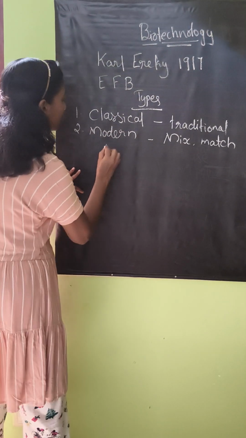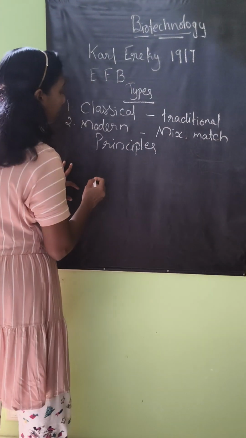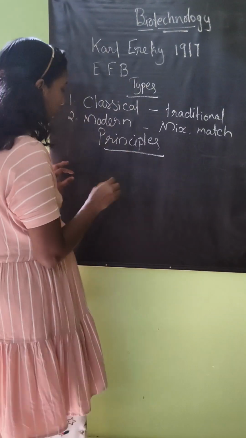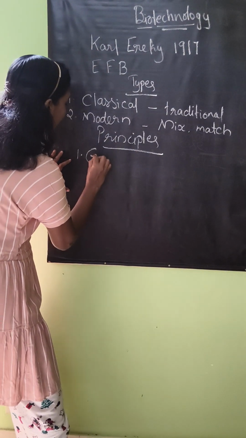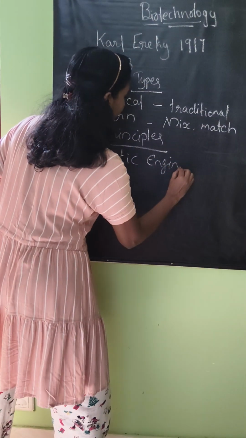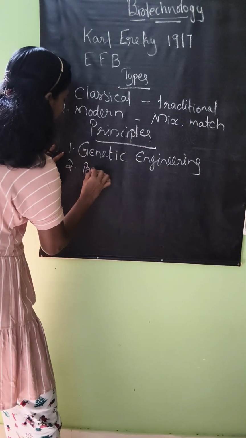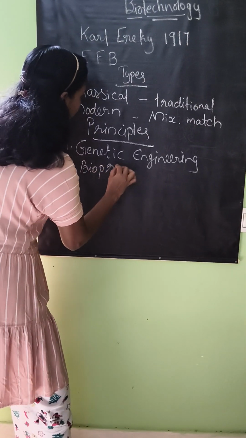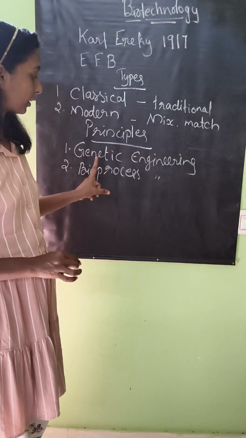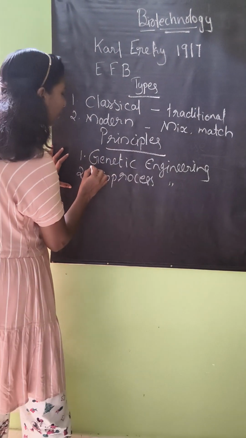Let us study the principles of biotechnology. There are two core principles of biotechnology. The first one is genetic engineering, and the second one is bioprocess engineering. So there are two principles of biotechnology, genetic engineering and bioprocess engineering. Let's study one by one.